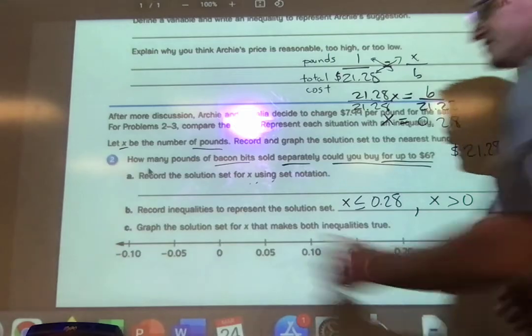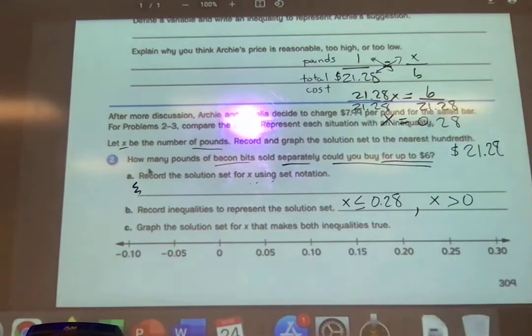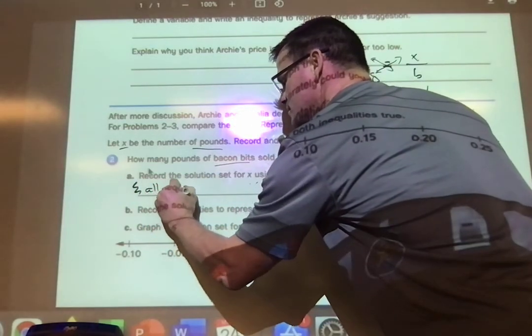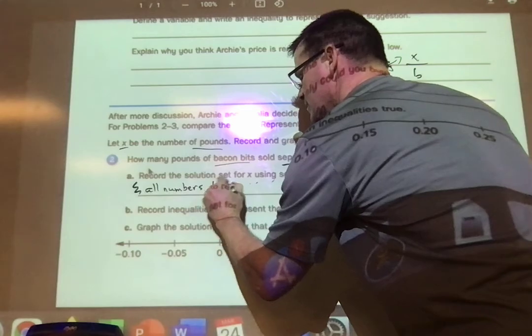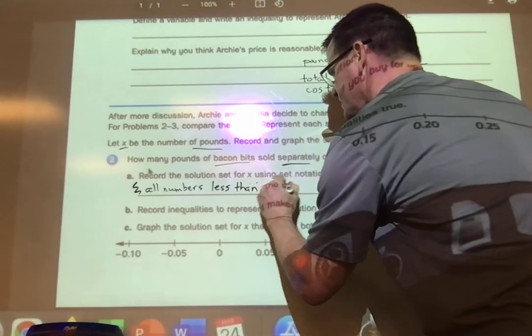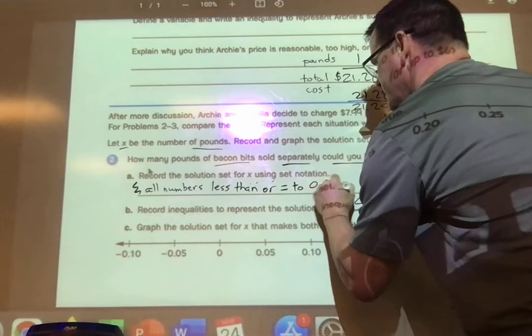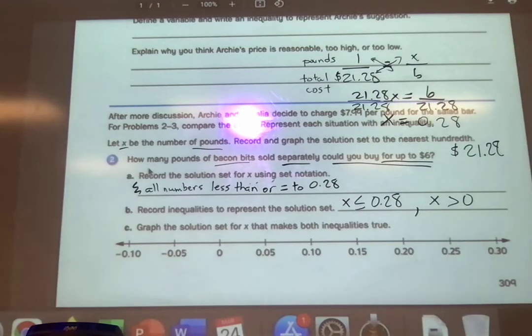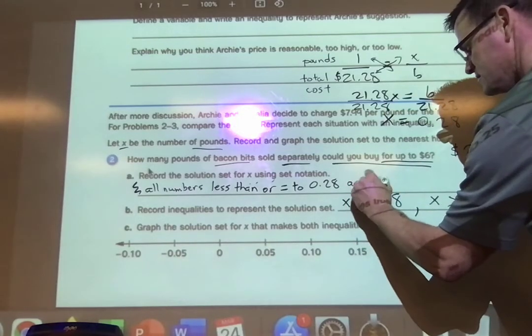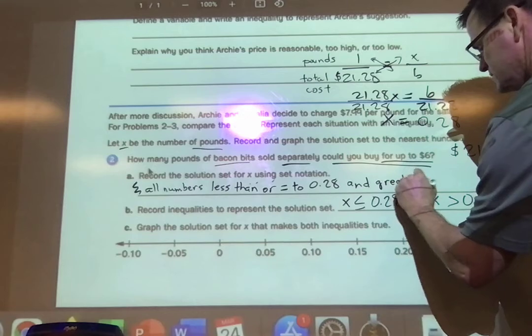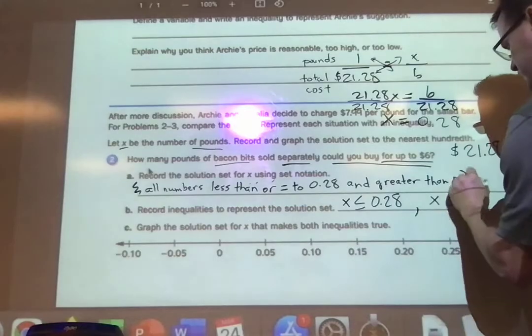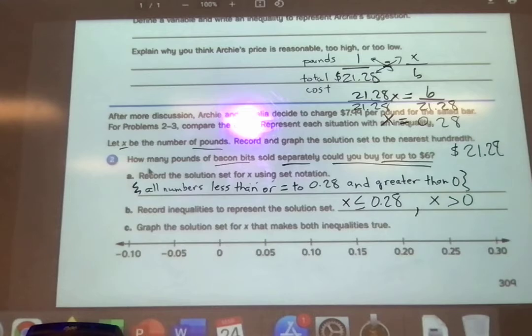Okay. The set, I didn't do the set notation. I kind of got ahead of myself there. The solution set, again, we'd explain in numbers. We know there's infinite answers here. We would be talking about all numbers less than or equal to 28 hundredths. All right, they have to be less than or equal to that. And then at the same time, they have to be greater than 0. And I've got my braces there to let me know it's a solution set.